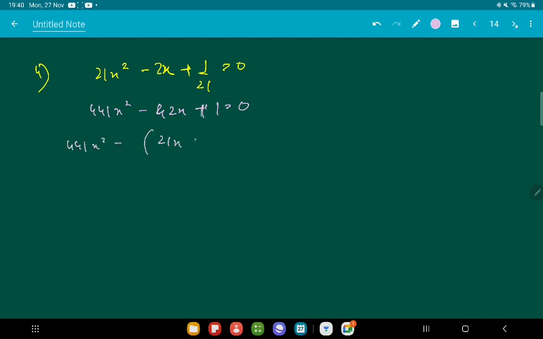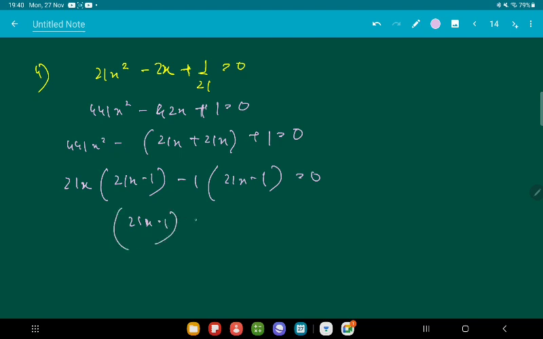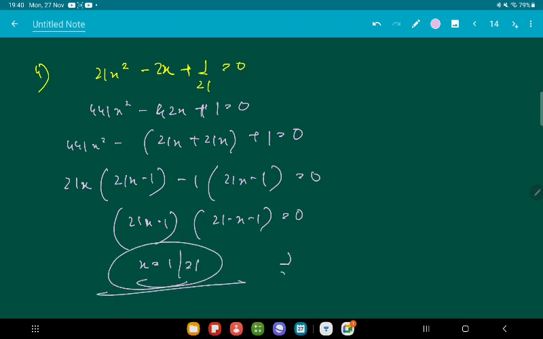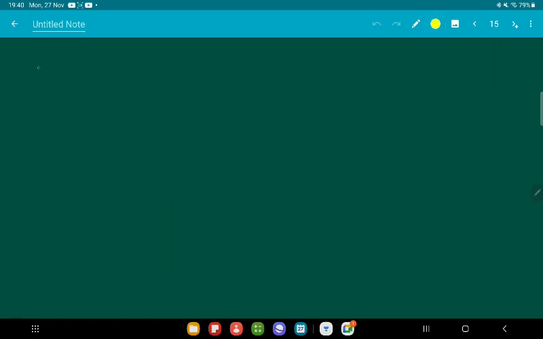441x square minus 21x minus 21x plus 1. By splitting the middle term, we will get 21x minus 1 equals 0, x is equals to 1 upon 21 you are getting. So two roots are of same nature, same value. Okay.